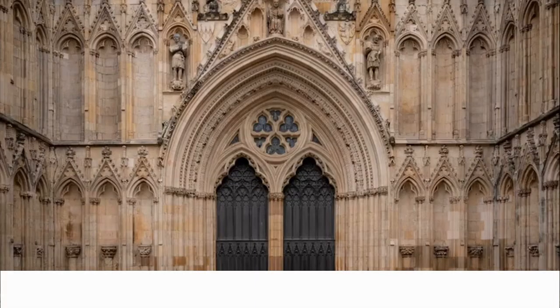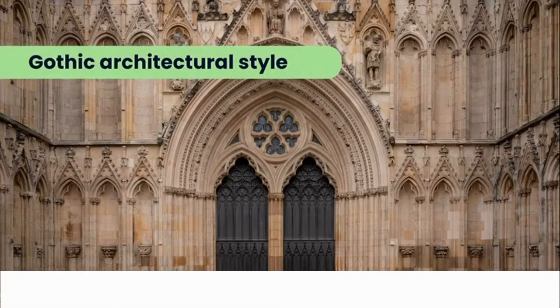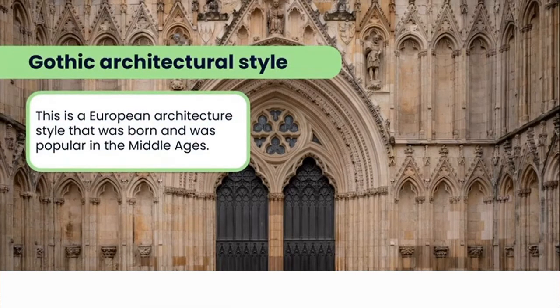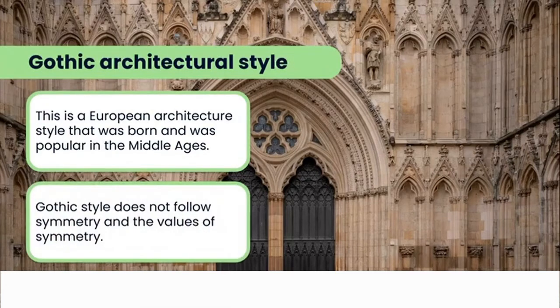The next architectural style that we look at is our Gothic style, and one that I love and we still see today. This is a European architectural style that was born and popularized in the Middle Ages. An interesting fact about this style is that it does not follow symmetry and the values of symmetry. Some of the iconic features of this Gothic style are the heights of the buildings and the grandiose structures. We see the churches and cathedrals as well as castles being the most representative of this style. A great example of this Gothic style is the Basilica of Saint Denis in Paris. Definitely something to go and research and have a closer look at.